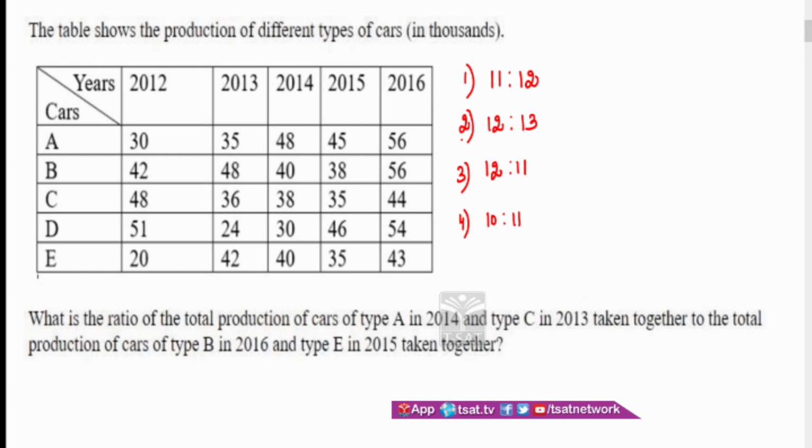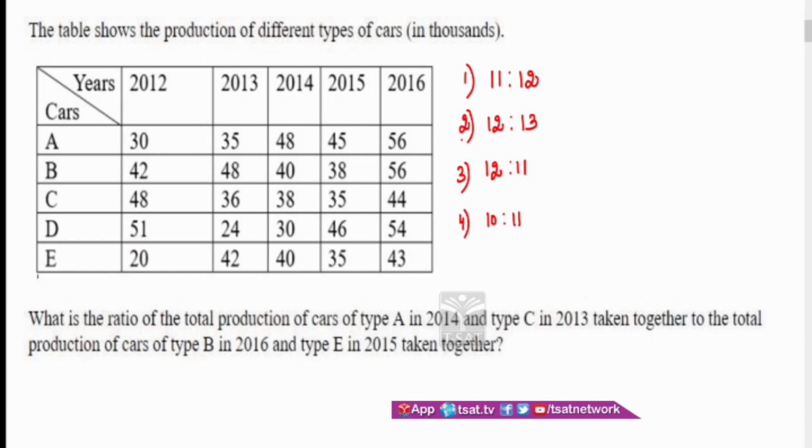Now look here: A, B, C, D, E. There are 5 rows, A, B, C, D, E, and the years 2012, 2013, 2014, 2015, 2016 are given in terms of columns. If you ask me about 2012, type A cards produced: in 2012, 30 cards were produced by type A. If I highlight here, these are the 30 cards produced by type A in 2012. 42 cards were produced by type B, 48 by type C, D 51 and E 20,000 cards in 2012. So this is how you have to look at the data.